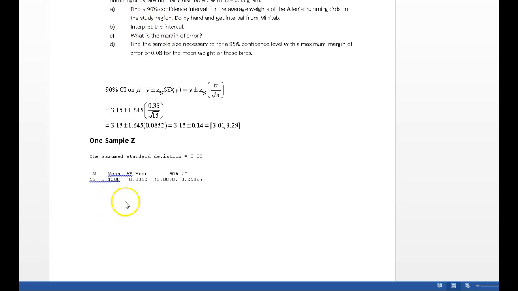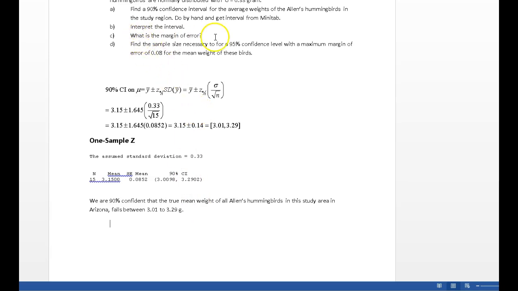Well, I've already typed it in, so here it is. I can say we are 90% confident that the true mean weight, or you could say true average weight, of all hummingbirds in this study area in Arizona falls between 3.01 to 3.29 grams. So that gives whoever's reading my statistical report some idea of where the true average lies. Okay, so there's that piece of it.